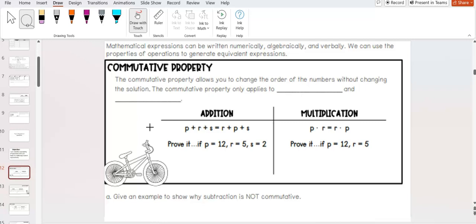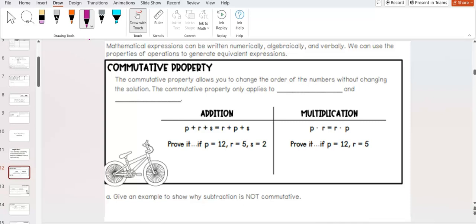So what we're going to do is look at these commutative properties, and then we're going to prove that they are true, and give examples on what they're not, and things like that. So the first one is the commutative property.